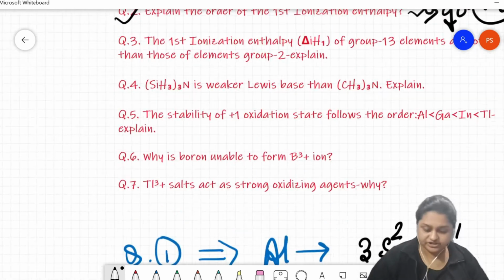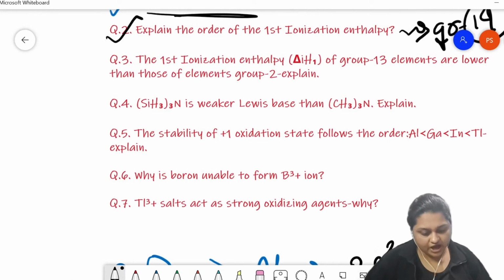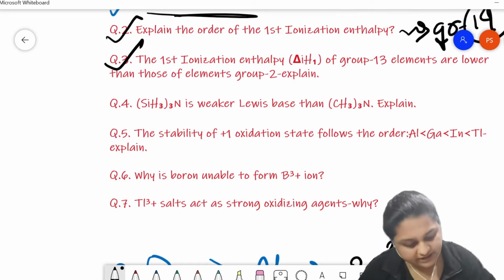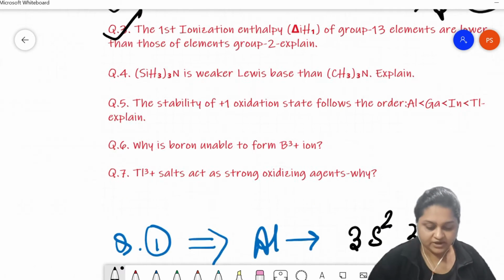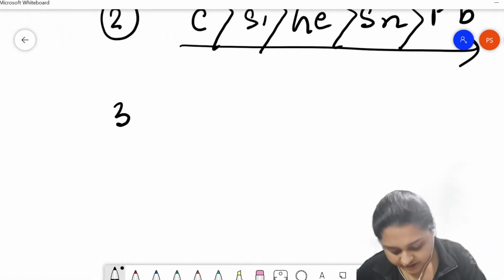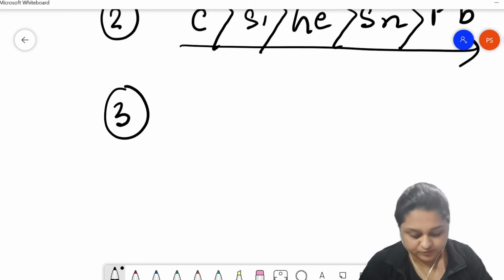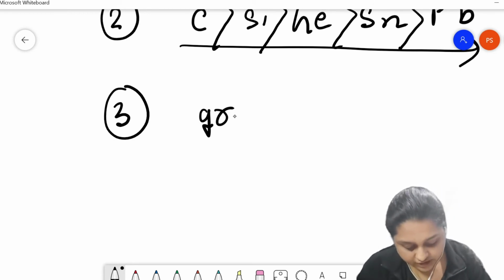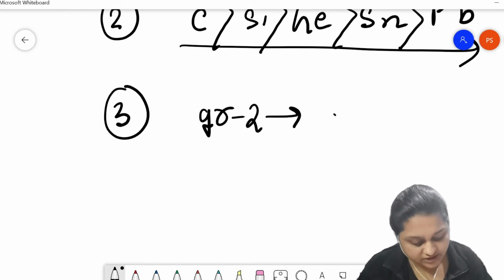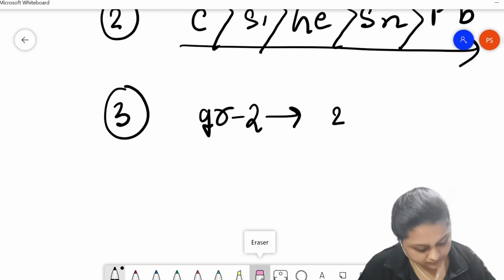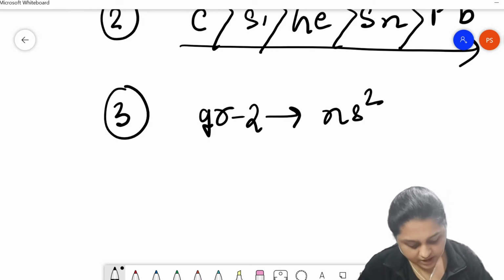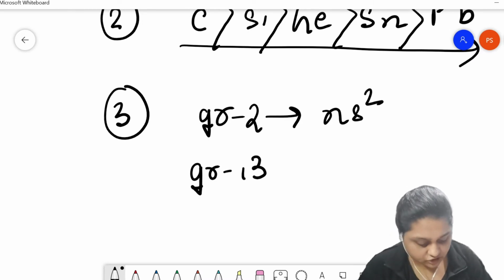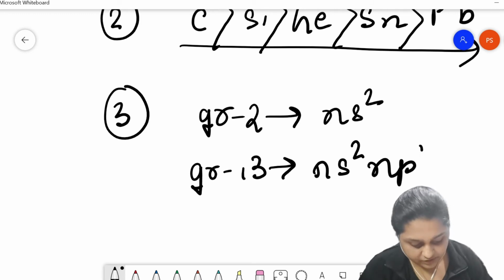The third question is: the first ionization enthalpy of group 13 elements is lower than that of the elements of group 2. Let's look at the general electronic configuration of group 2 and group 13. Group 2's general electronic configuration is ns2, and for group 13 the general electronic configuration is ns2 np1.